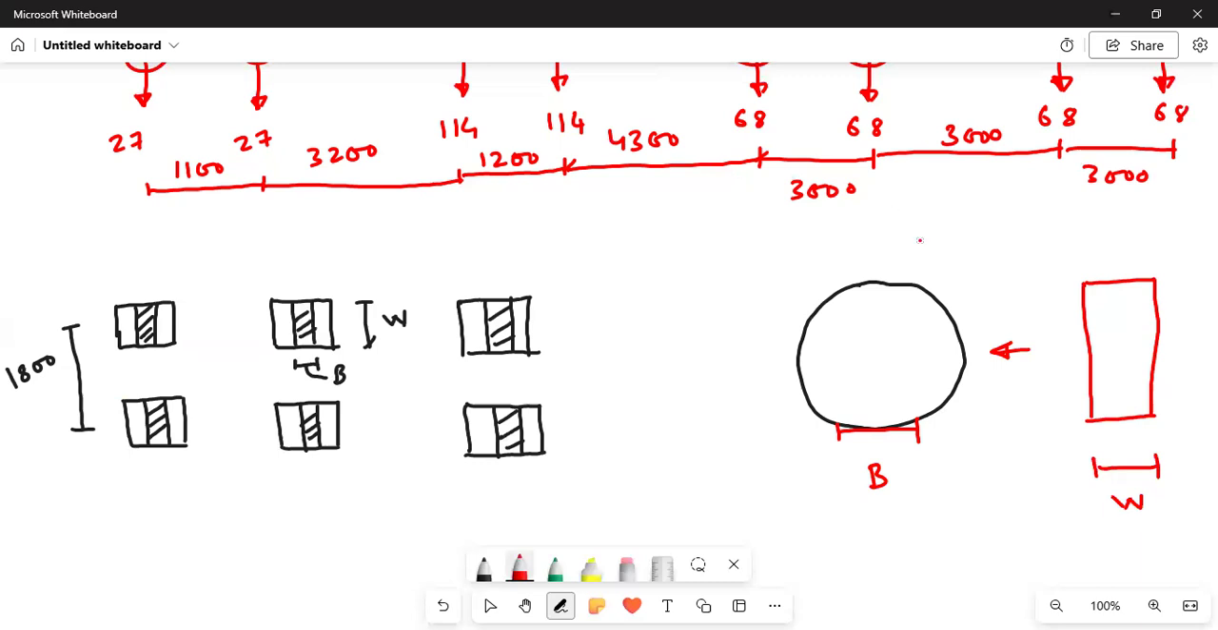Up to this is clear, Abdullah? Yes, sir. Any doubts? Any doubt?